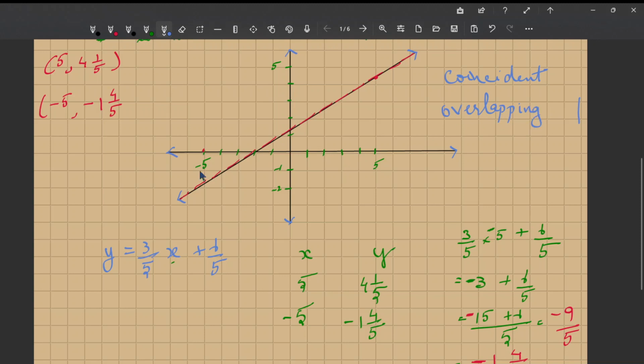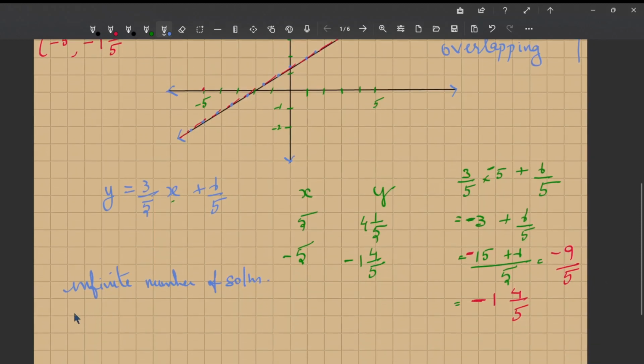Every point in these lines is a solution to this pair of linear equations. Every point you take on this line, in fact, the lines are made up of all the solutions. So you have an infinite number of solutions. You have an infinite number of solutions for this dependent pair of linear equations. Infinite number of solutions if you have a dependent pair of linear equations, right?